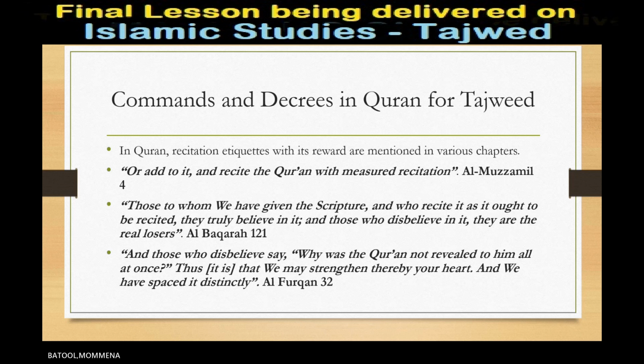And then afterwards, when he went home feeling cold and went to his wife, Khadija radiyallahu anha, these ayahs were revealed on him, from Al-Muzammil, ayah number 4: or add to it and recite the Quran with layered recitation. What does that mean?